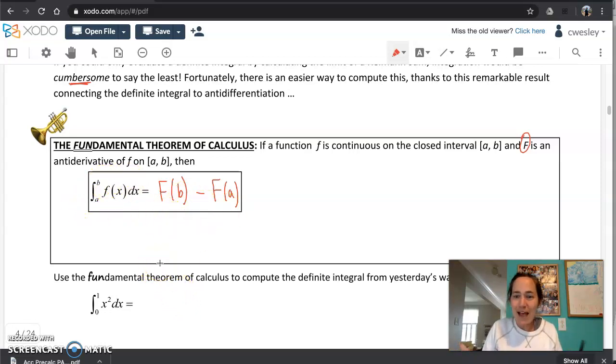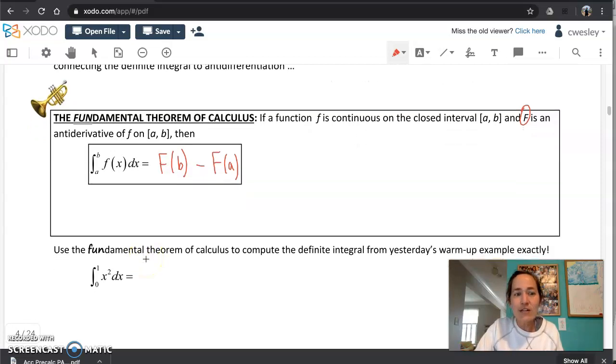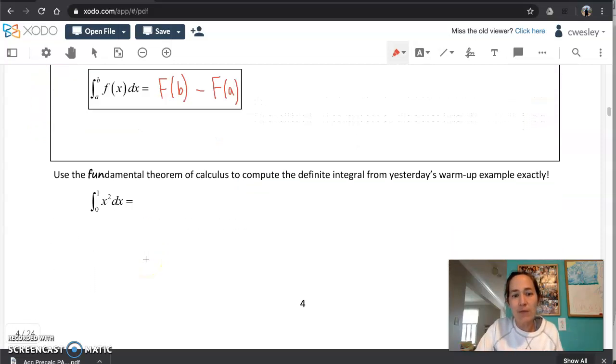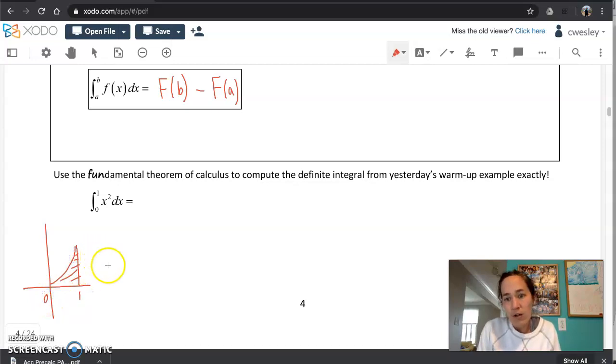So the trumpets are sounding. This is a huge discovery. This is going to make a question like the one at the bottom of page 4 a lot quicker. And you might have remembered this was the warm-up question from the very first page of the packet. We had a curve, y equals x squared from 0 to 1, and we were trying to use rectangles to just estimate the area under this curve. If you recall, or if you flip a few pages back, we were getting overestimates around 0.4 something, we were getting underestimates around 0.2 or 0.3 something.